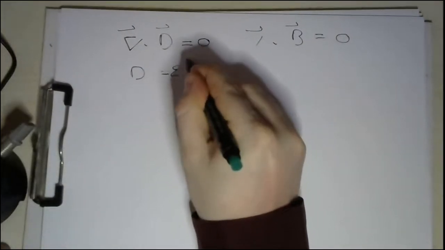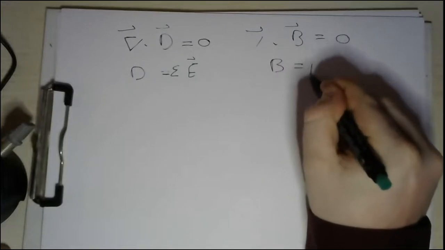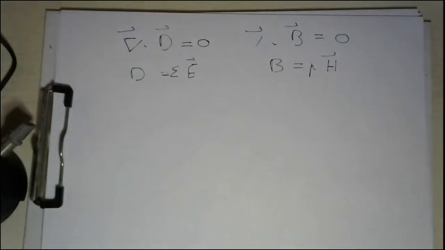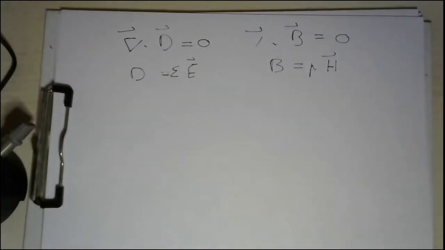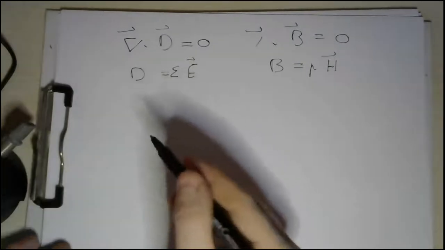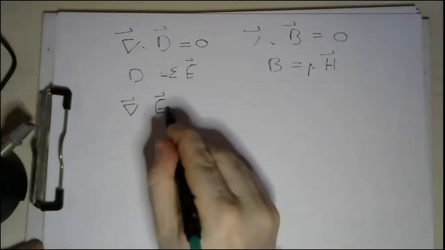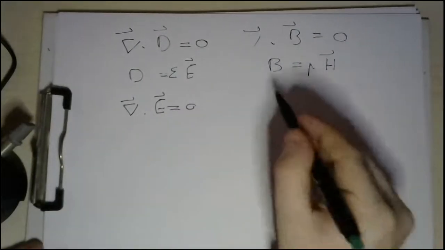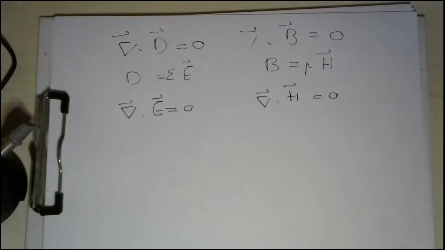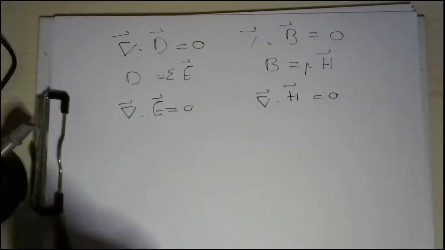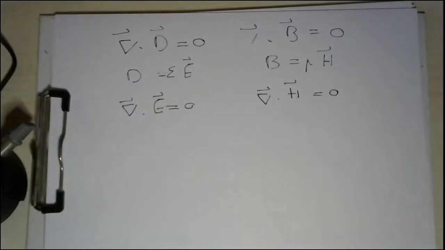epsilon times E and B equals mu times H, and assuming an isotropic medium, I mean that epsilon and mu are not direction dependent, you can say that the divergence of E is equal to zero, and also the divergence of H is equal to zero. Okay, so let's pick up one of them, and let's say, for example, that the divergence of E equals zero, and this is our starting equation.